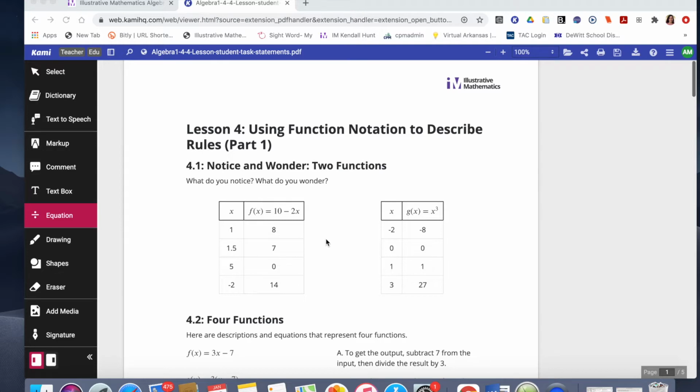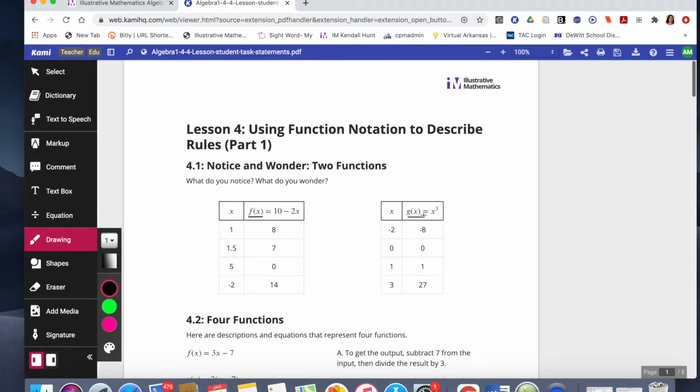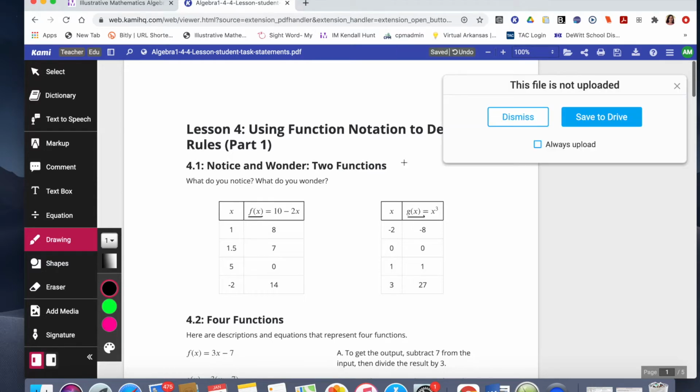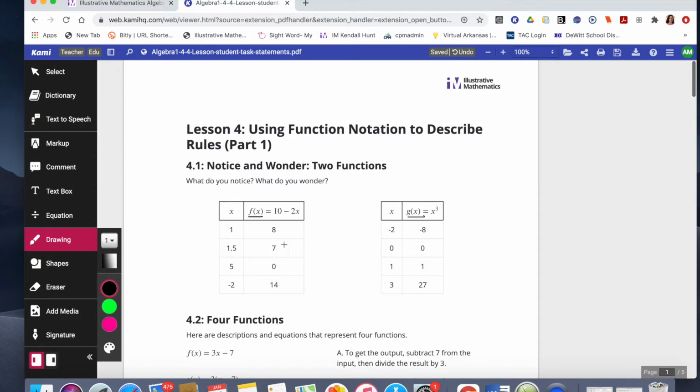So looking at this, you may say, well, this one is called function f, and this one's called function g, and it looks like this. Function f is decreasing and then increasing, and then the x values are increasing and then decreasing. So you can look for patterns here.